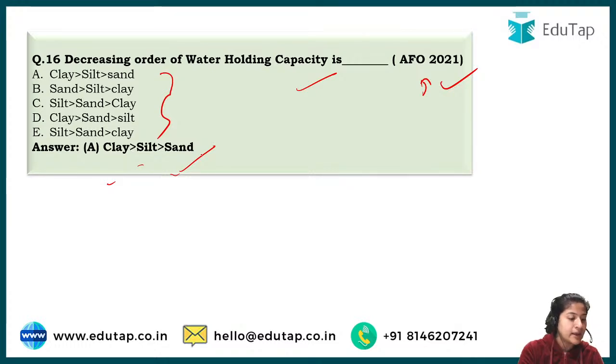Abhinav says A. See what happens here: clay has a maximum water holding capacity because the particles are quite near. Then in silt, the particles are a little bit farther away, and in sand, they are pretty much farther away. That is why the correct answer here is option A, that is clay, silt and sand. Alright. So Dilip and Sonu said the correct answer.